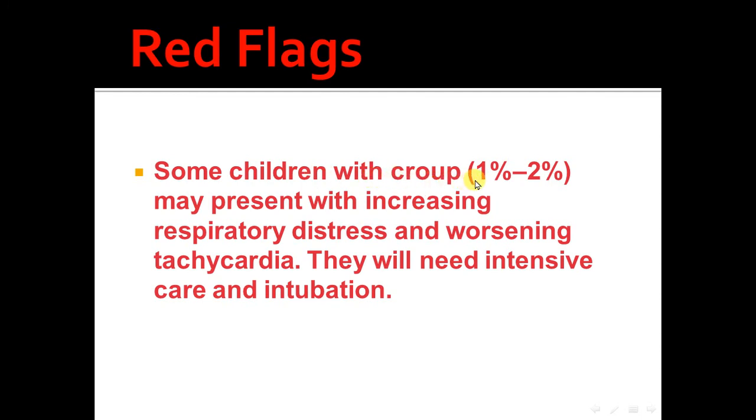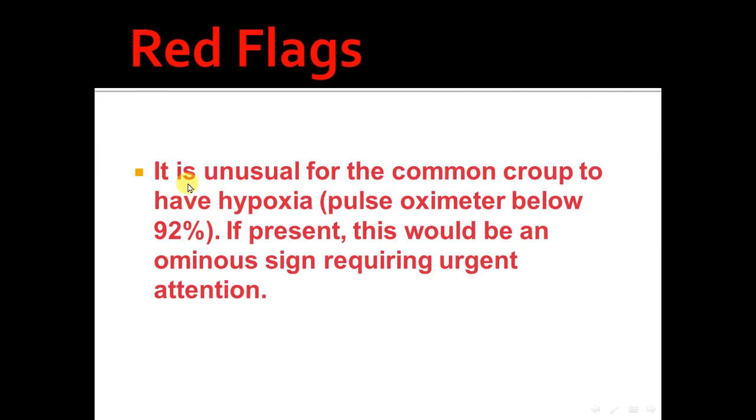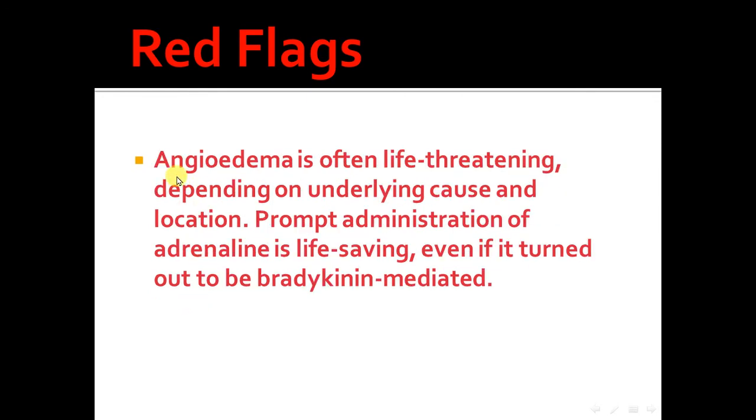Some children with croup, 1 to 2%, may present with increased respiratory distress and worsening tachycardia. They will need intensive care and intubation. It is unusual for common croup to have hypoxia, with pulse oximeter below 92%. If present, this would be an ominous sign requiring urgent attention. Angioedema is often life-threatening depending on underlying cause and location. Prompt administration of adrenaline is life-saving even if it turns out to be bradykinin mediated.